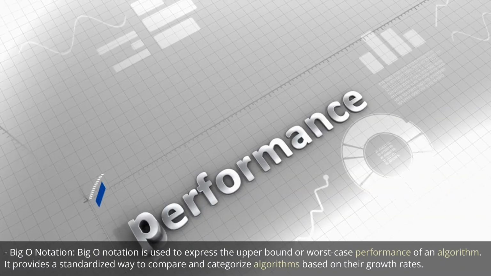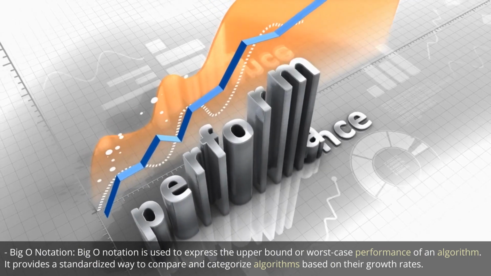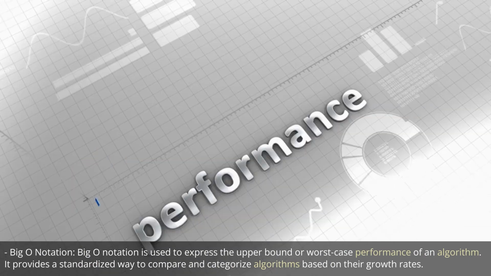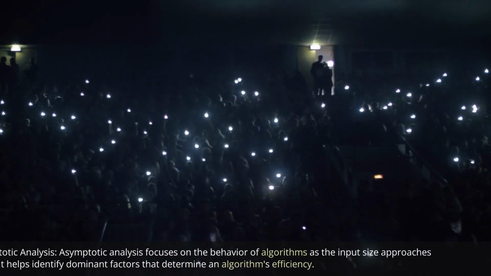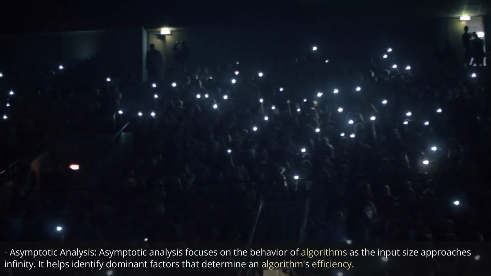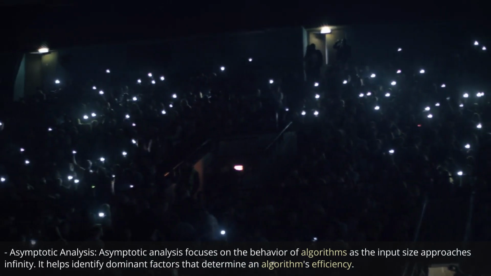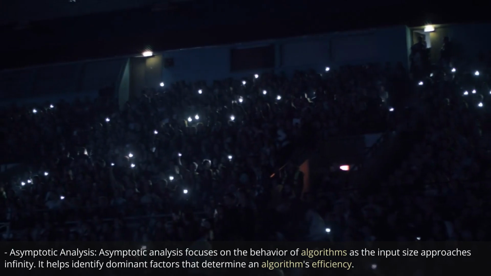Big O notation. Big O notation is used to express the upper bound or worst-case performance of an algorithm. It provides a standardized way to compare and categorize algorithms based on their growth rates. Asymptotic analysis. Asymptotic analysis focuses on the behavior of algorithms as the input size approaches infinity. It helps identify dominant factors that determine an algorithm's efficiency.